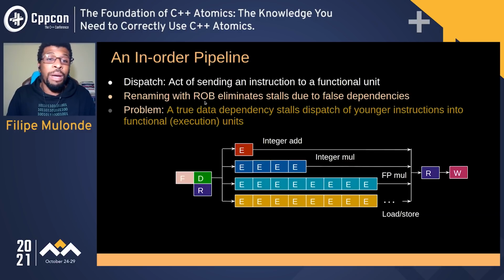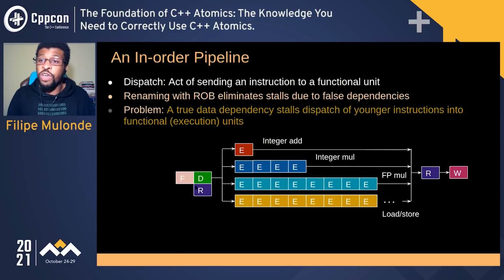So in an in-order pipeline, we dispatch instructions. That is the act of sending an instruction to a functional unit. And we also use the reorder buffer to perform register renaming so that we can eliminate anti and output dependencies that are false dependencies. But the problem is that a true data dependency stalls the dispatch of younger instructions into functional units. Let's understand this problem.